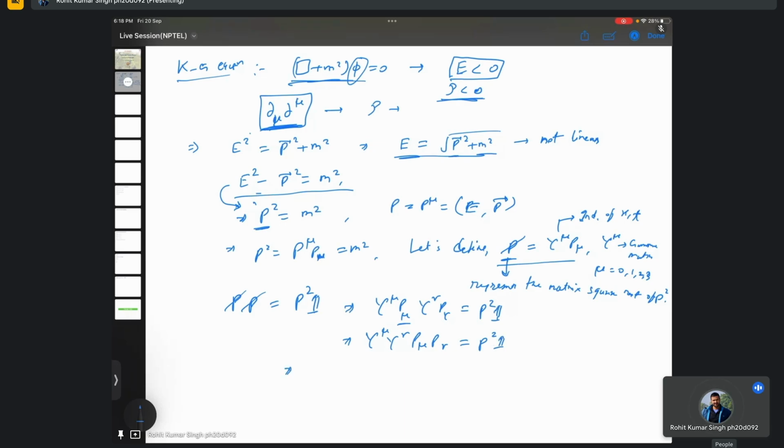And we can write these as, so these things must have been done in the lecture, but I am just doing it again for the sake of clarity, and if you have not understood it very well, you can ask here.